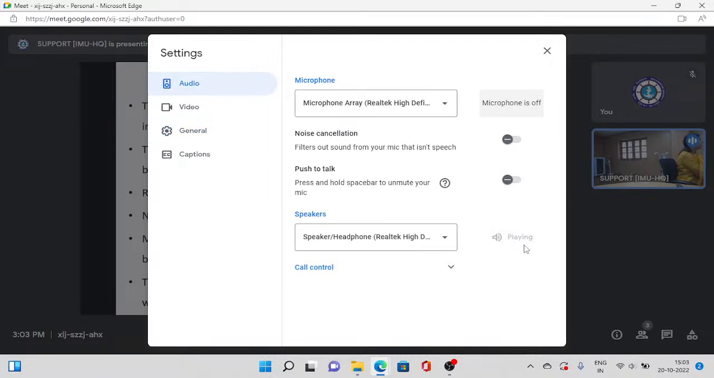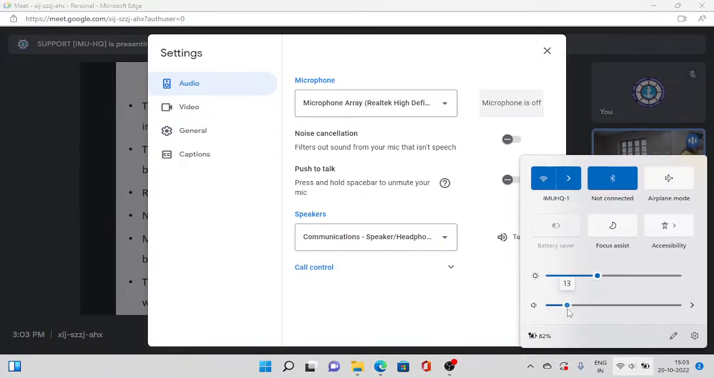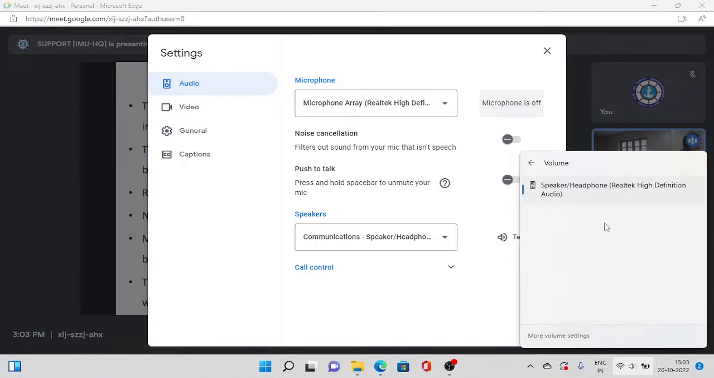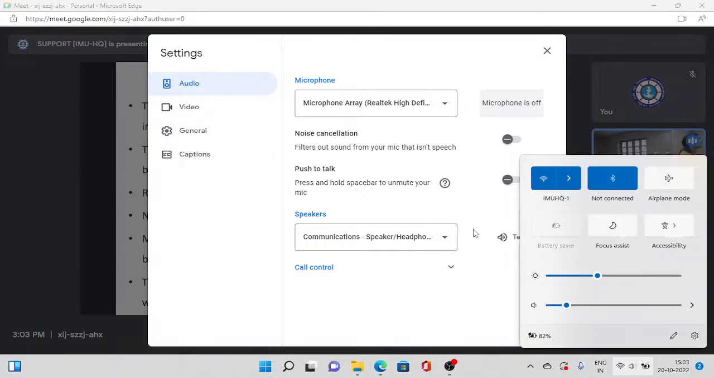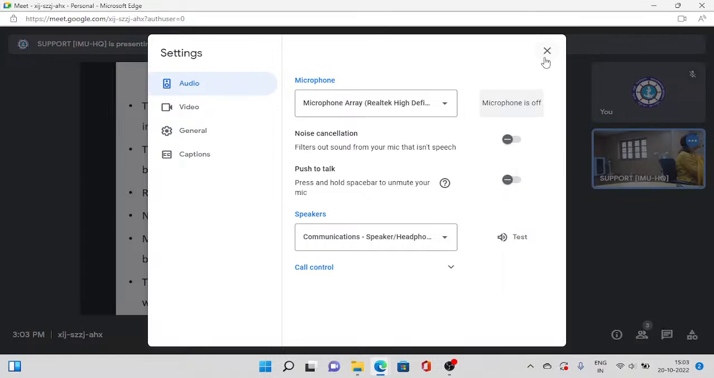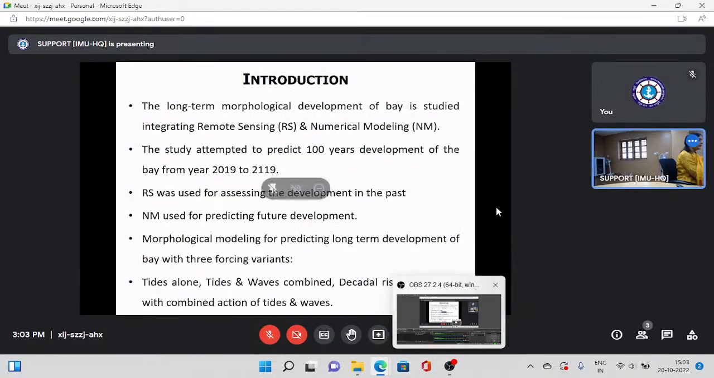Now, for forecasting of the morphological development of Kakinada Bay, three variants have been used. Three simulations have been run for 100 years. One is for tides, known as forcing. The second was a tides and waves coupled model. And the third was introducing the climatic effects, so tides and waves coupled with the decadal rising sea level.